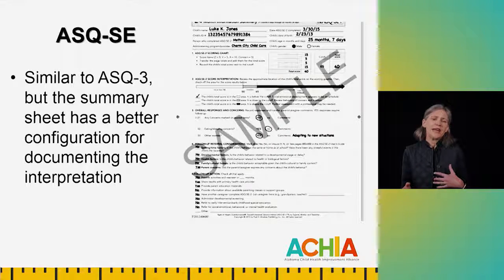And then let's look at the ASQ social emotional screen. This is set up very similar to the ASQ3, but there's one difference in the summary sheet that works out a lot better. And that is, if you look in this area, the interpretation is much easier to document on the ASQ SE. It does have the same issue of only having the date that the ASQ is completed, but not real clarity about if that's the date the parent completed the screen and if that's the date it was scored.